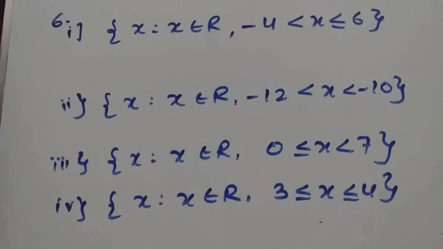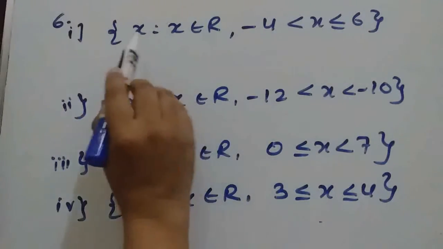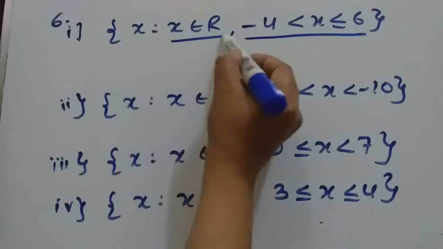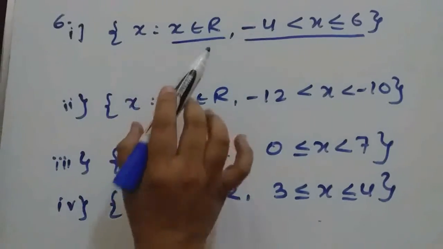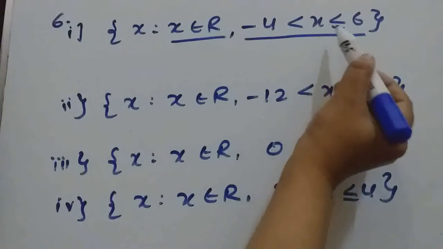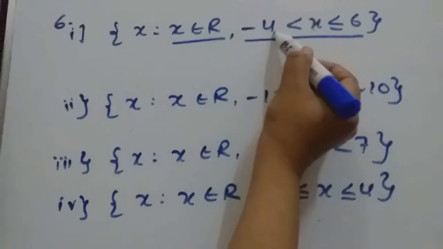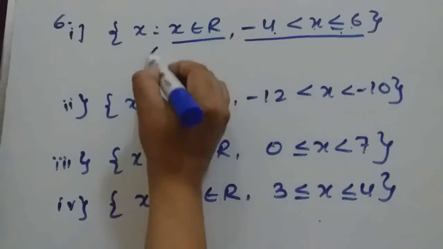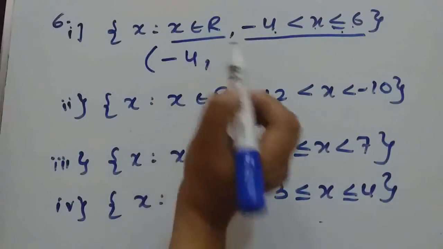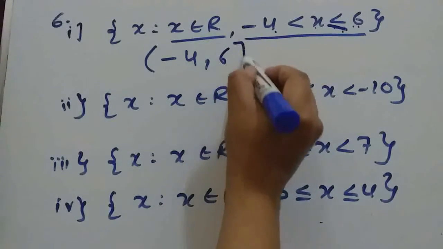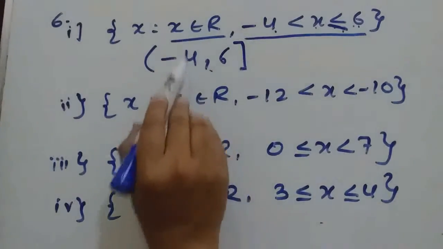Question number 6 is write the following as interval. So now we know, see, this condition we should follow. X belongs to R means interval, all the subsets will come in interval form. Now x is greater than -4 but less than or equal to 6. So for -4 open bracket will come, and equal to is also there with 6, so with 6 close bracket. So this is in the form of interval.